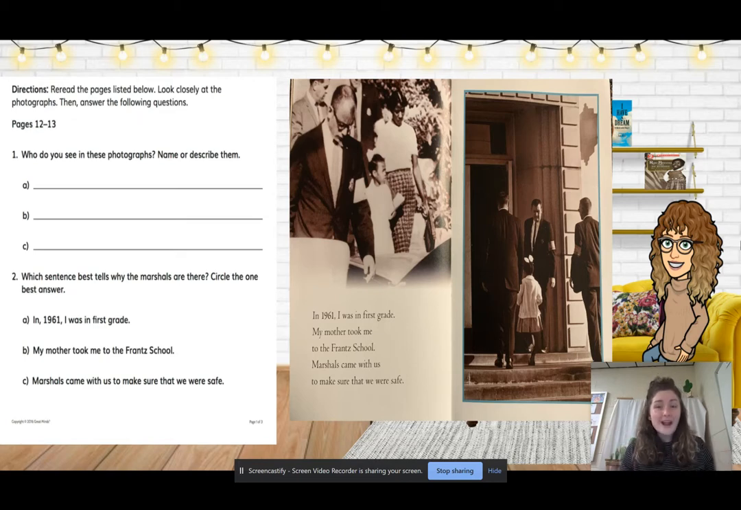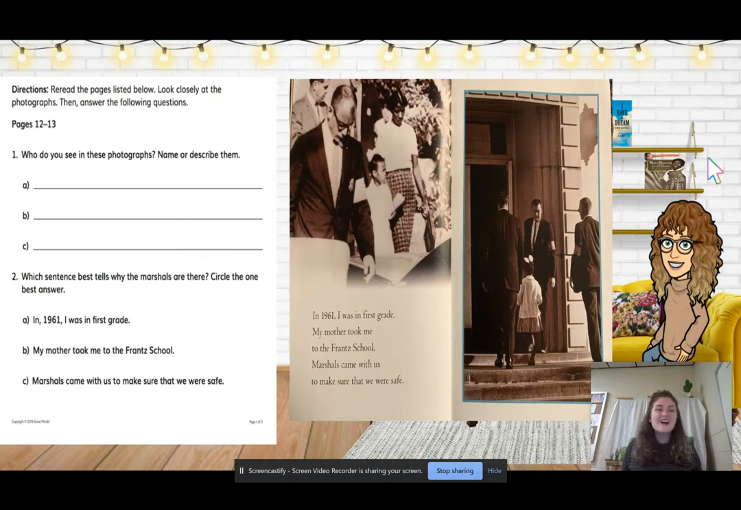Right now, you are going to do what is called a new read assessment. What that means is I am going to be testing your knowledge about what you already know and can figure out from our text, Ruby Bridges Goes to School, My True Story. So what we're going to be doing is looking at text and pictures from our text to answer some questions. Are you ready?